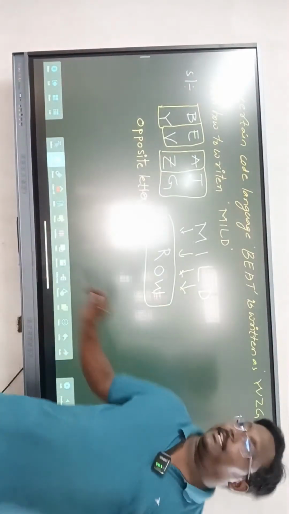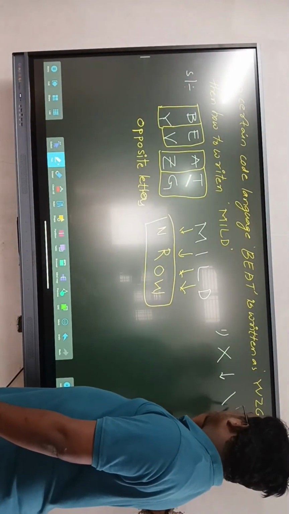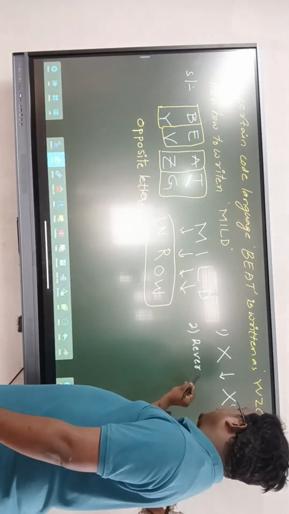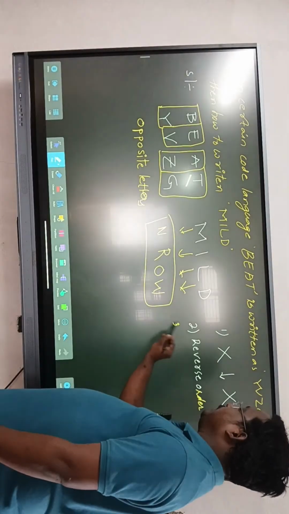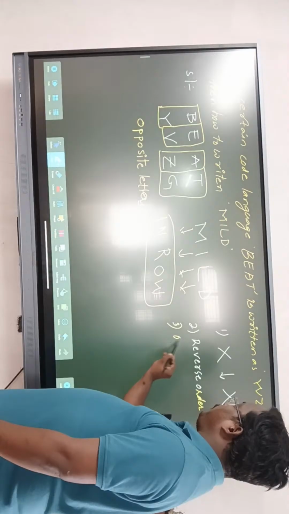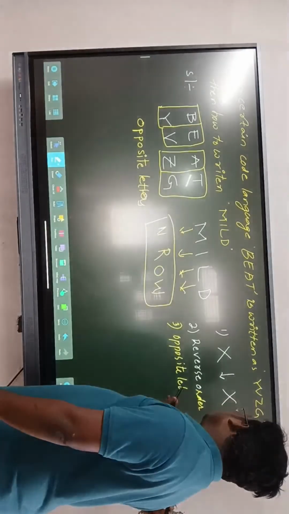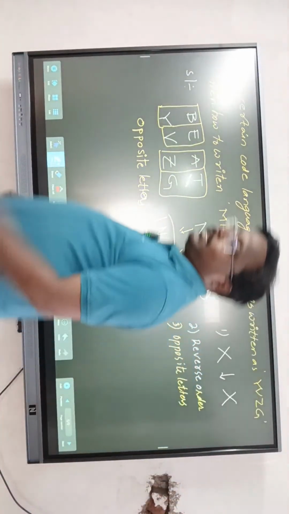So the first pattern we discussed is interchanging. The second one we discussed is reverse order. The third one we discussed is opposite letters. These types of questions they will ask in letter coding.